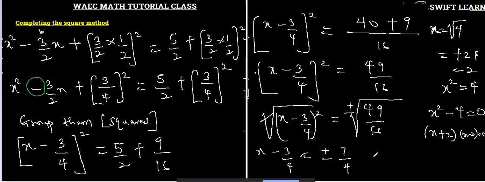So I'll leave you to solve the rest and you let me know the answer. This one comes here, so it becomes plus 3 over 4. So I'll be waiting for the answer. If you are done, let me know, so we'll move on quickly to something else.